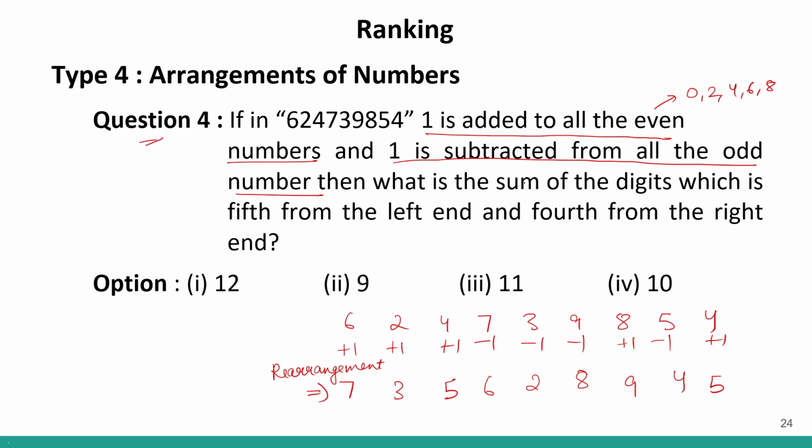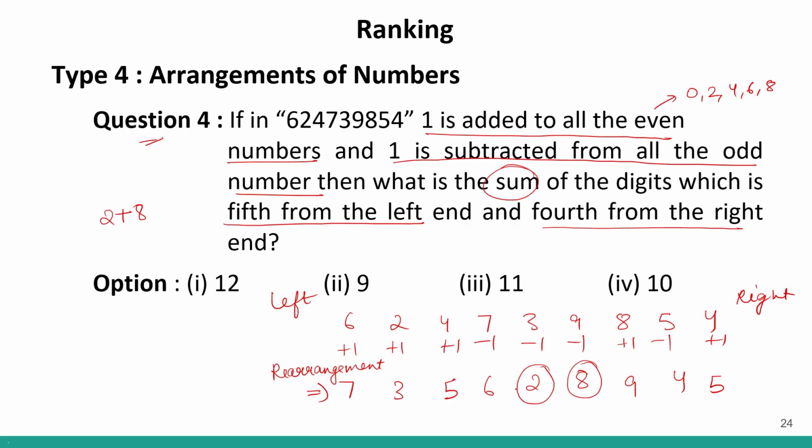We have to find the sum of the digits which is fifth from the left. So this is my left. Correct? This is my right. So fifth from the left: 1, 2, 3, 4, 5. Fifth from the left is 2. Correct? And fourth from the right. So right is here: 1, 2, 3, 4. This is 8. Fourth from the right is 8.